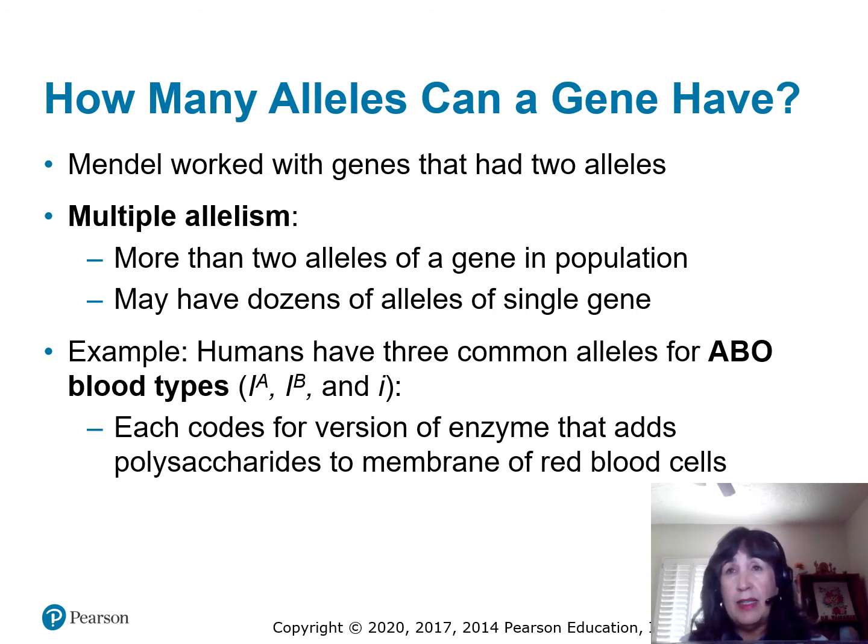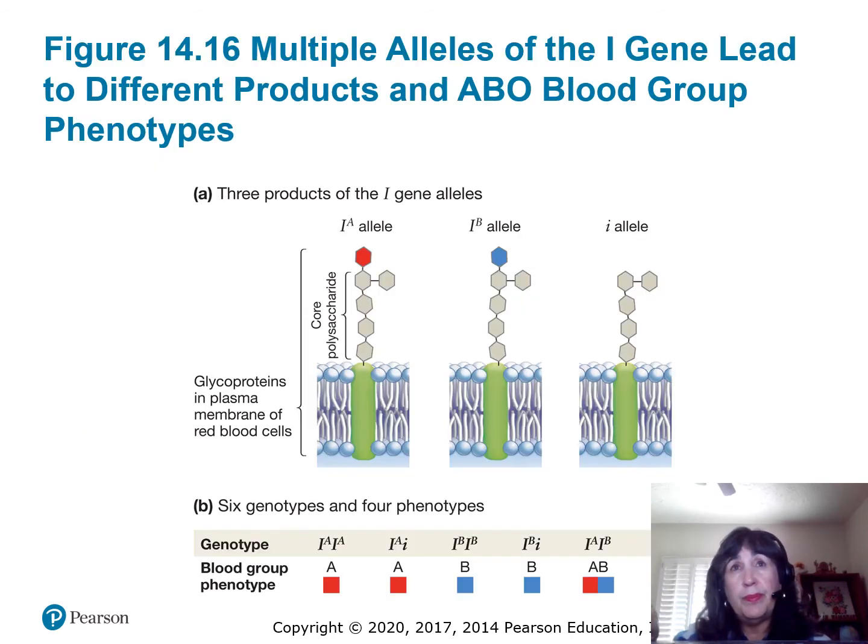Another classic example of multiple alleles, more than 2, is our blood. So we have A blood, B blood, AB blood, and then O blood. So we have multiple alleles affecting our blood type. So that is important to know.